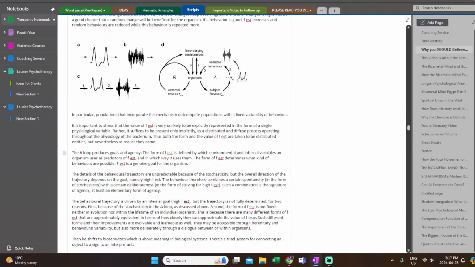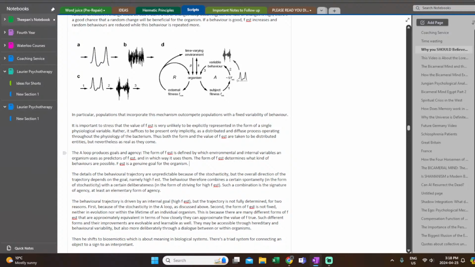And I've so far talked about it as if I'm convinced by that, but let's just play devil's advocate and ask a question. How does it produce agency? And then let this guy explain. The form of F est is defined by which environmental and internal variables an organism uses as predictors of F est, and in which way it uses them.